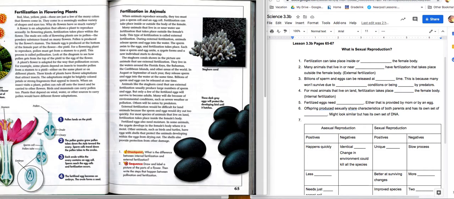Today we're going to move on. We're going to talk about fertilization in animals, and then we're going to end our lesson with a little bit of a review of the differences between asexual and sexual reproduction and the positives and negatives of those.